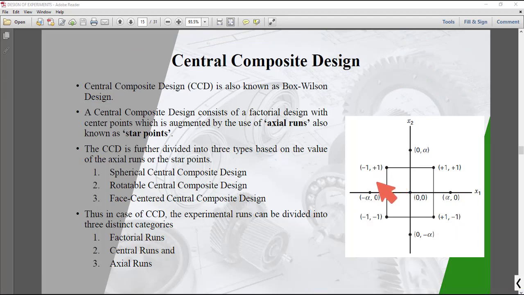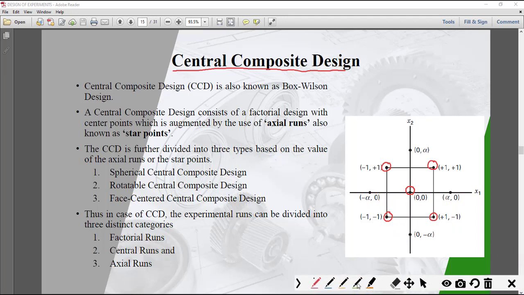We need more points. So that is why in central composite design, in addition to the central experimental run and these factorial experimental runs, we also have some extra experimental runs. These extra experimental runs are known as axial runs. You can see them over here. The value of these axial runs is different for different methods. Here are the three methods: spherical, rotatable, and face centered. For each of these, the value of the axial runs is different.